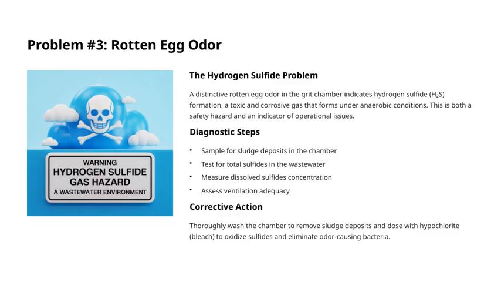As for corrective actions, a thorough cleaning of the chamber is essential, removing all sludge deposits. After cleaning, dousing the chamber with hypochlorite, or bleach, helps oxidize the sulfides and eliminate the bacteria responsible for the odor. These steps not only address the immediate odor problem, but also help prevent its recurrence, supporting the overall goal of maintaining a safe and efficient operation.